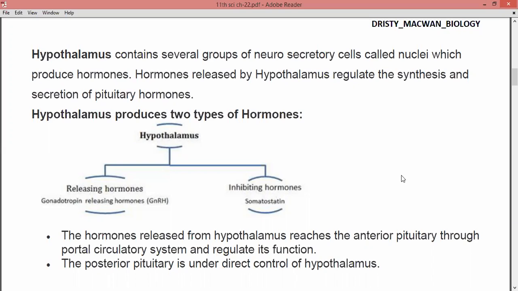So this is about the first type of hormone secreted in your body, the hypothalamus, and its location is in the brain. I hope you are very clear with this first type of hormone, right? In the upcoming classes we are going to see the different types of hormones in detail.